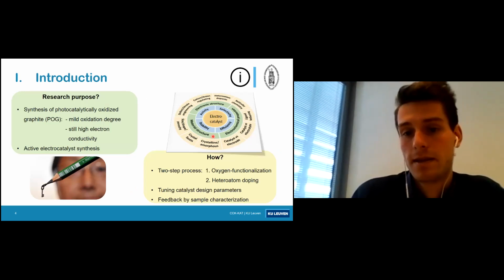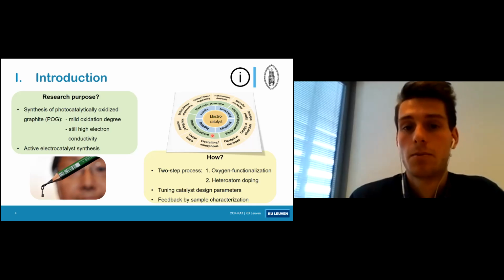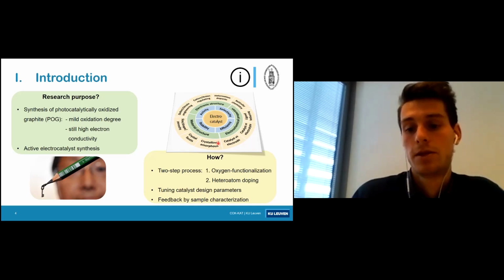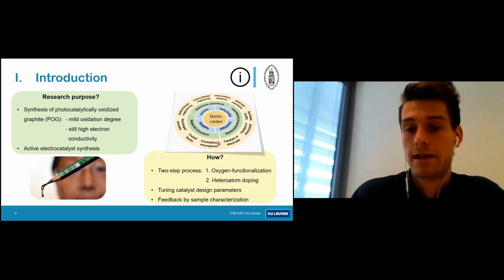So how is this done? In a first step, we do the oxygen functionalization by photocatalytic oxidation. This is followed by a subsequent step, the heteroatom doping, to further tune the material and to make them electrocatalytically active by having very active dopants. In this way, we tune the catalyst design parameters.